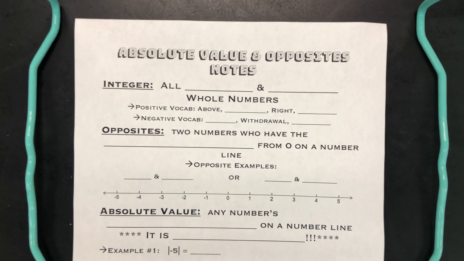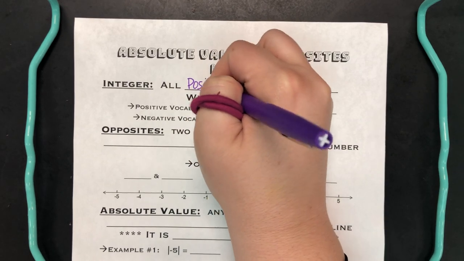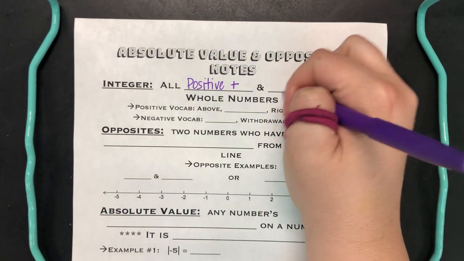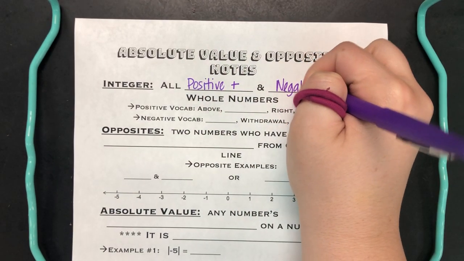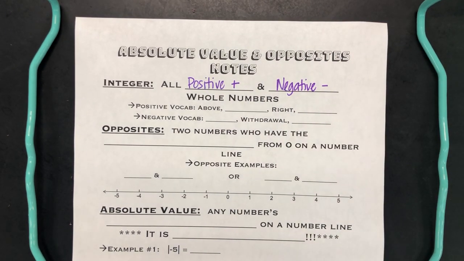Okay, so integers are all positive and negative whole numbers. So all positive, right, positive and negative whole numbers. Okay, that's an integer.